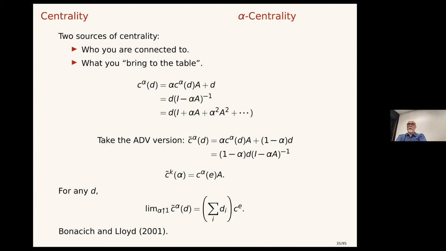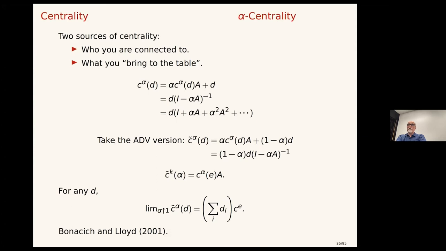There are two sources of centrality that you can think about in a social network. One is, to whom are you connected? To whom are you related? Who do you relate to? And then second is, what do you bring to the table? Are you just kind of like everybody else, in which case your contribution isn't so important, or are you really very different?